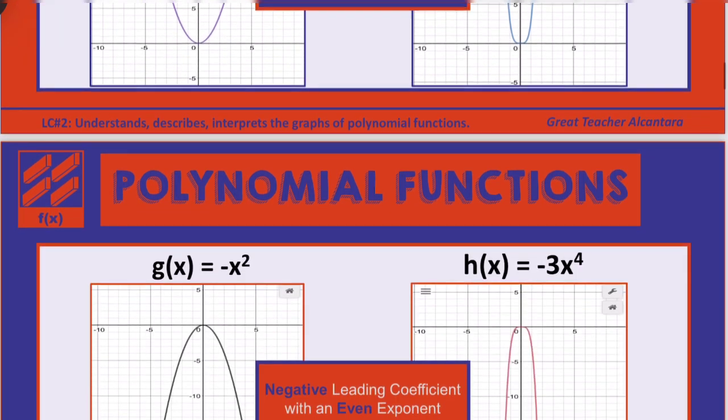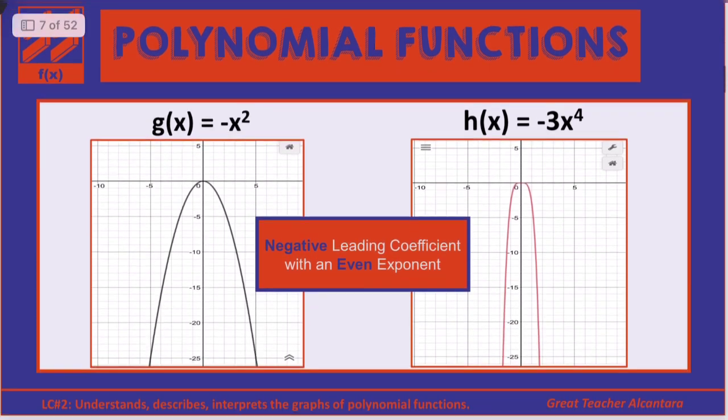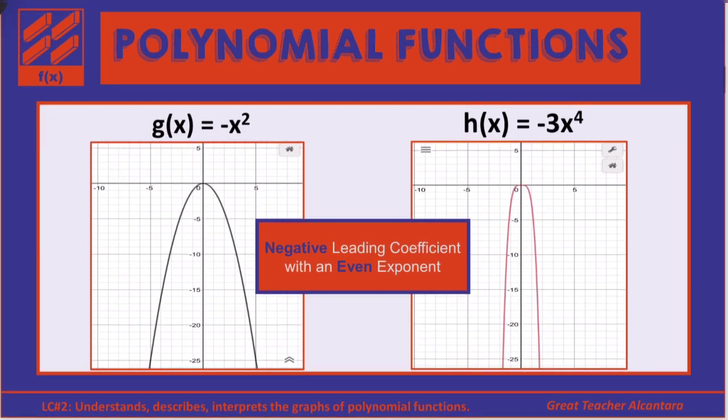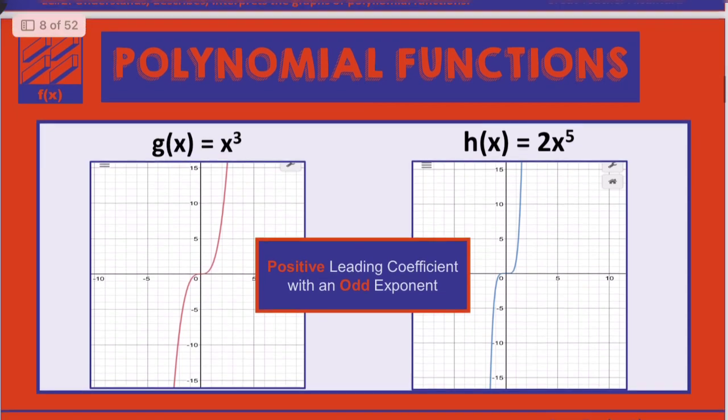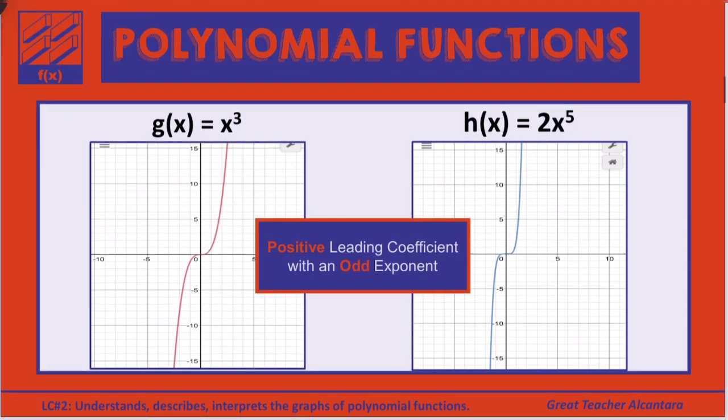But how about if you make those things negative? What will happen now is that we have a negative leading coefficient with an even exponent. It will flip the graph, so you can notice it's now going downwards. That happens when the leading coefficient is negative and the exponent is even. While for the next example, how about if we have polynomial functions where the leading coefficients are still positive, but now the exponent is odd.